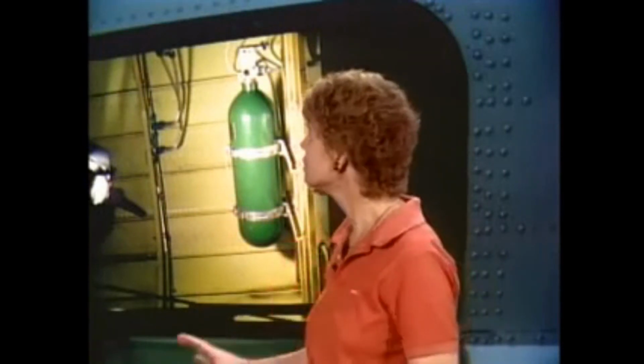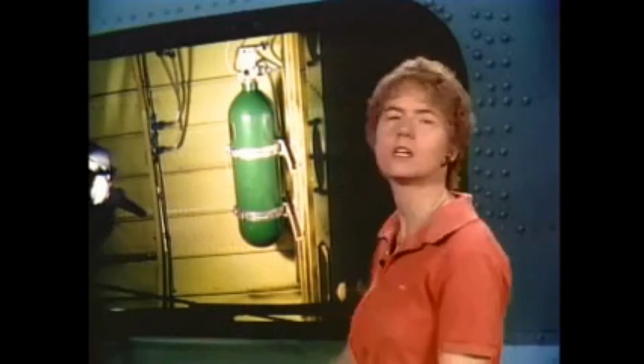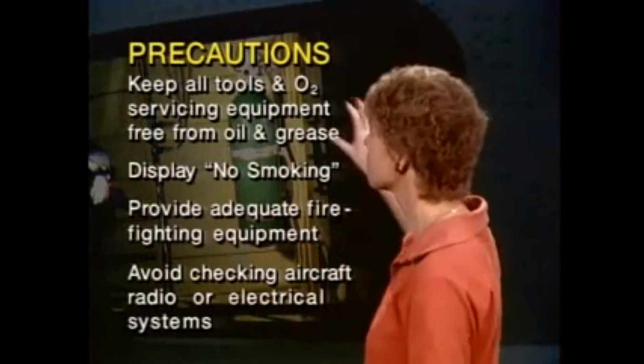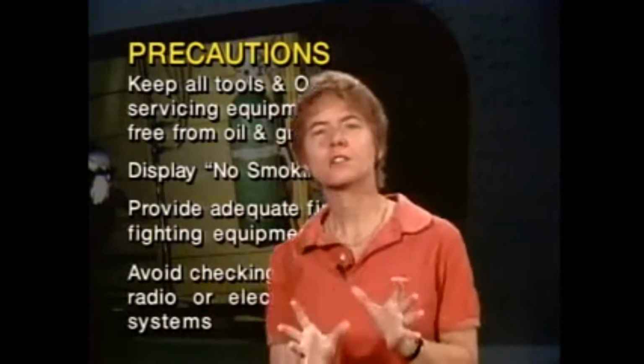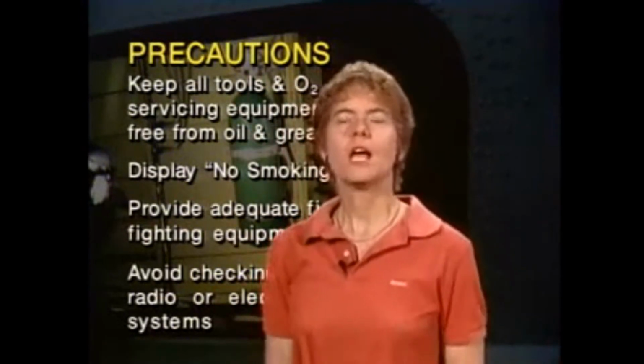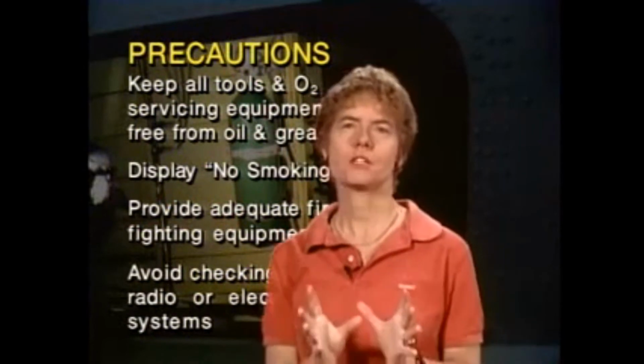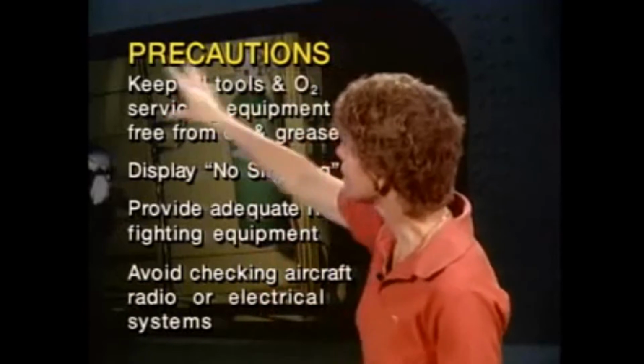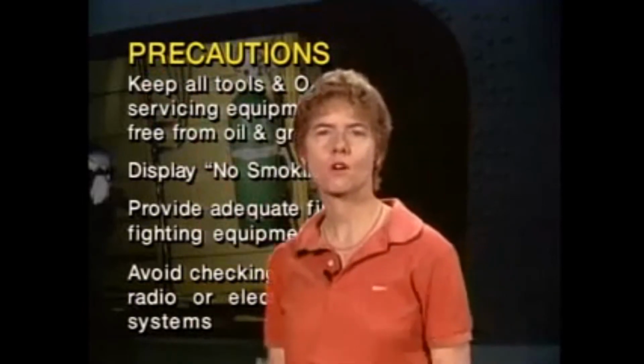Now, there's some very important things to know about oxygen system maintenance, some precautions that you have to observe if you're working on an oxygen system. First of all, any tools and any equipment that you're using to service oxygen must be kept free from oil and grease. Oxygen is very flammable, and you can get spontaneous combustion if you have anything that has oil or grease on it around the oxygen system when you're working on it.